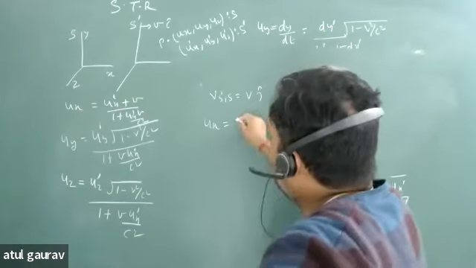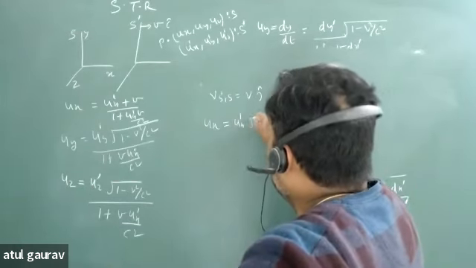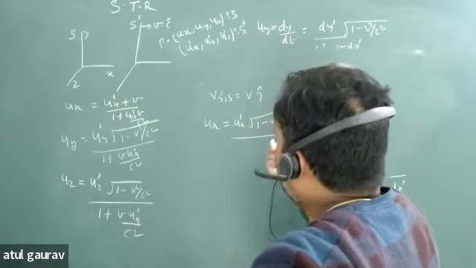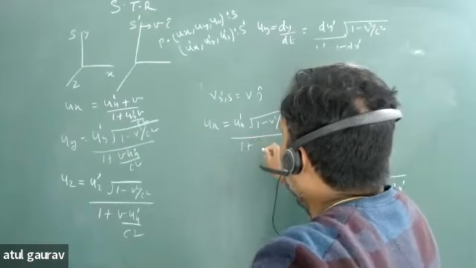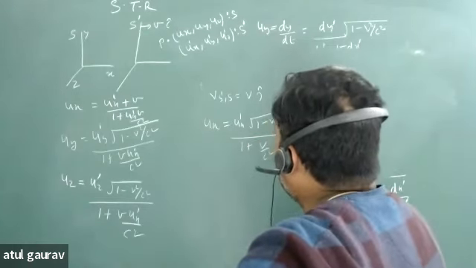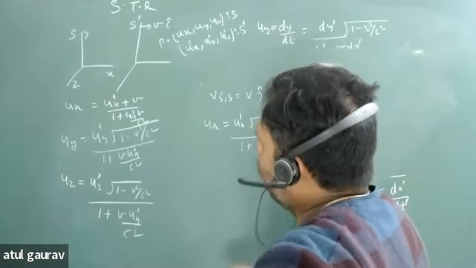Yes, tell me, what were you saying? ux dash root of 1 minus v square over c square, very good, divided by 1 plus v over c square times uy dash. Up to here it is fine. Very good. That should be uy dash. Very good.